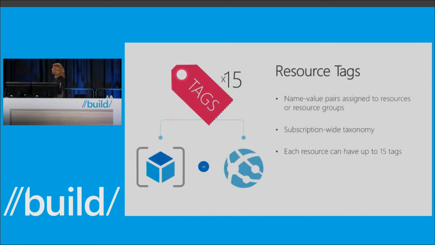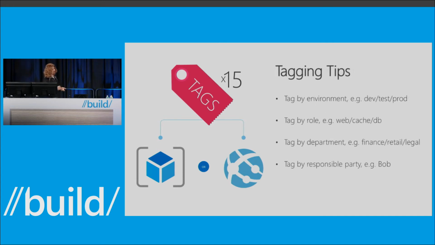So with that in mind, let's talk a little bit about resource tags. Tags are name-value pairs that are associated with either resource groups or resources. And this provides you with a subscription-wide way of providing metadata about these different resources. And each resource can have up to 15 tags. So I have to admit, when I found out people were kind of cooking up this feature, I didn't totally get it. But when I thought about the scenarios and the way that tags could be used, I found it to be much, much more compelling.